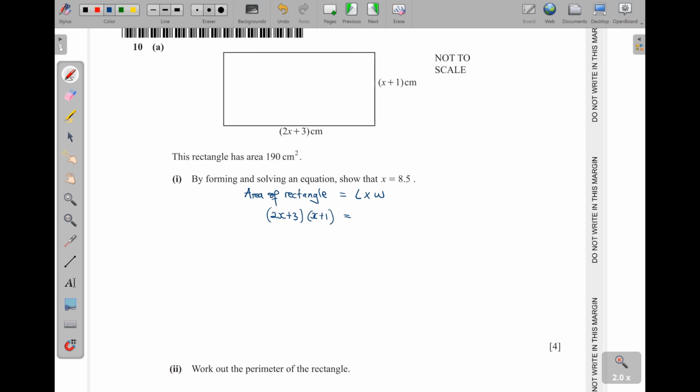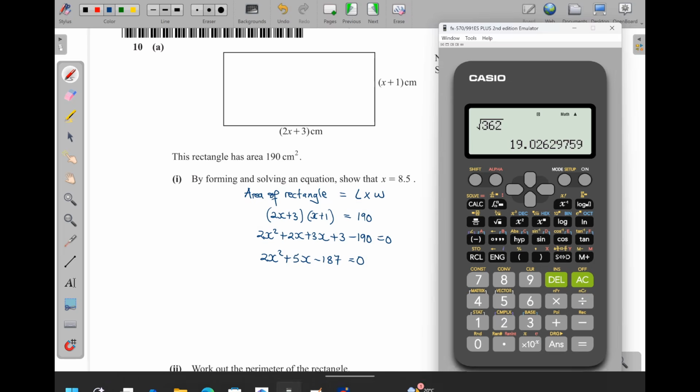Then this one will give us 190. So 2x times x, we shall get 2x squared. Then 2x times 1, we shall get 2x. Then 3 times x, we get 3x. And then 3 times 1, you get 3. Then bring the 190 this side is equal to 0. So meaning we have 2x squared, then 2x plus 3x, you get 5x. And then 3 minus 190, we get negative 187, which is equal to 0.